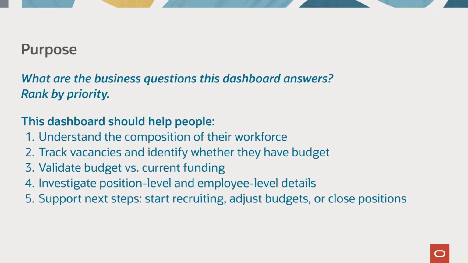UT needs to understand the composition of their workforce. They need to track vacancies, validate budget versus current. So they came back to us with these top 5 user needs. What was so great about getting them to rank them by priority is that it really helped us think about how to organize the dashboard so that their top priority mirrors at the top of the page. So if you could take us to the next slide.